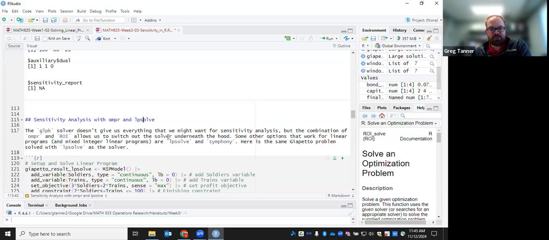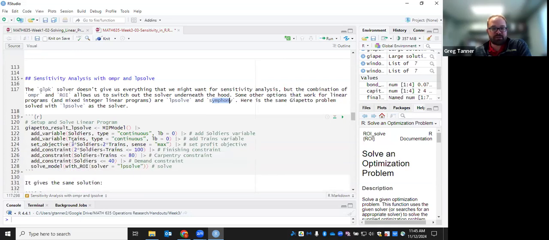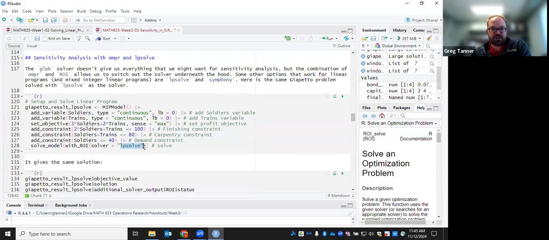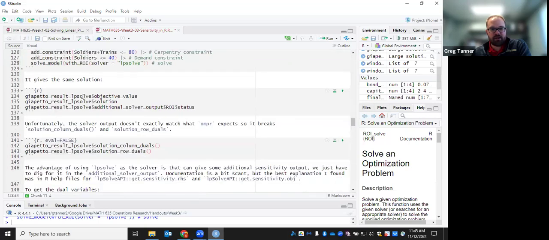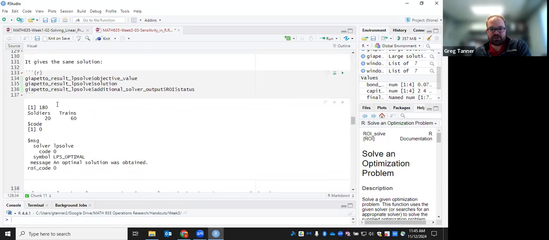Okay, so lpsolve is one of the options. Another one is Symphony. There's a handful of other ones out there, including some commercial ones; Gurobi, I know, is another one that you can put as the solver underneath the hood. Okay, so we're going to do the same thing. The only thing that really changes here is we change in the solve model command what solver we're using. So go ahead and run that. It gives us the same solution. You'll notice that its message will now tell us that it's using lpsolve to solve it, and it will tell us that it's optimal.